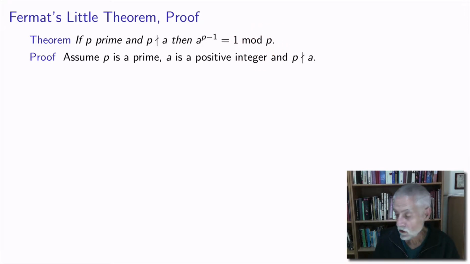So, as usual, when you're writing a proof, we also will take this as a little bit of practice in setting a proof out fairly carefully. We write down the information we're given: assume P is a prime, A is a positive integer. That's not said here in the statement of the theorem, but it's implicit that A is a positive integer, and that P does not divide A.